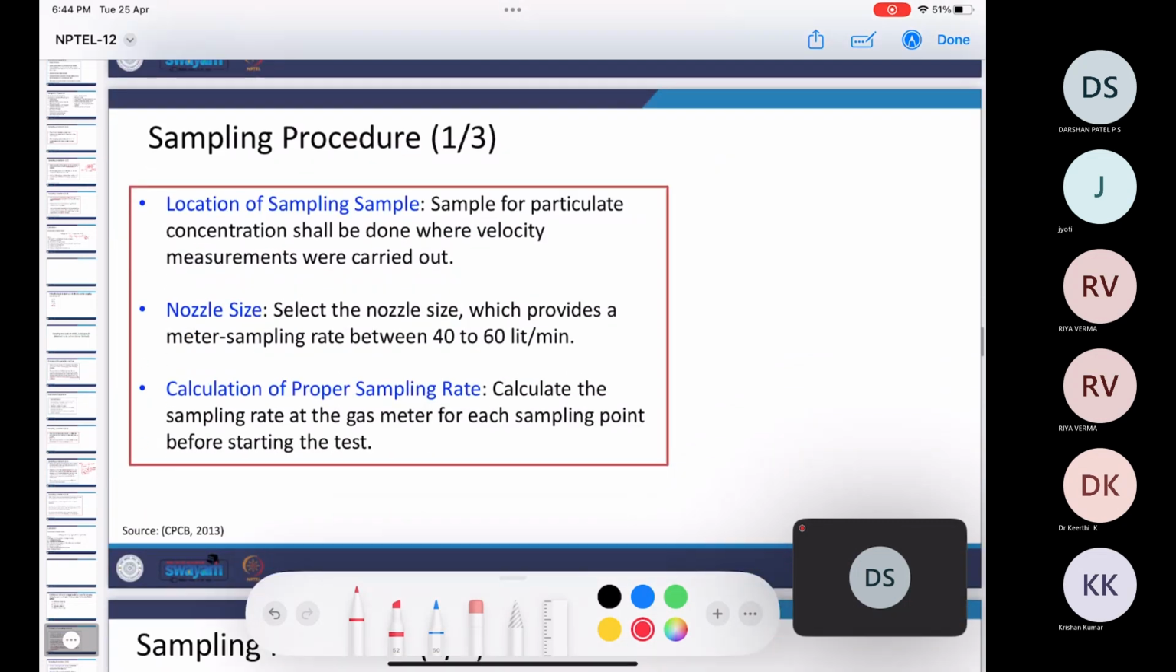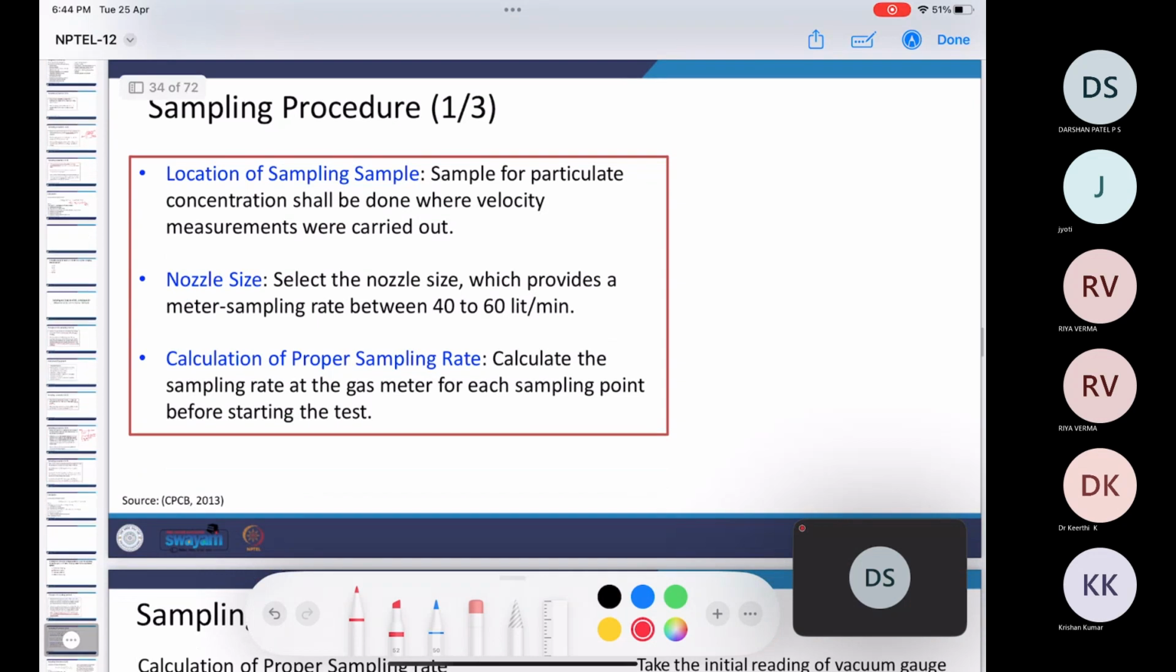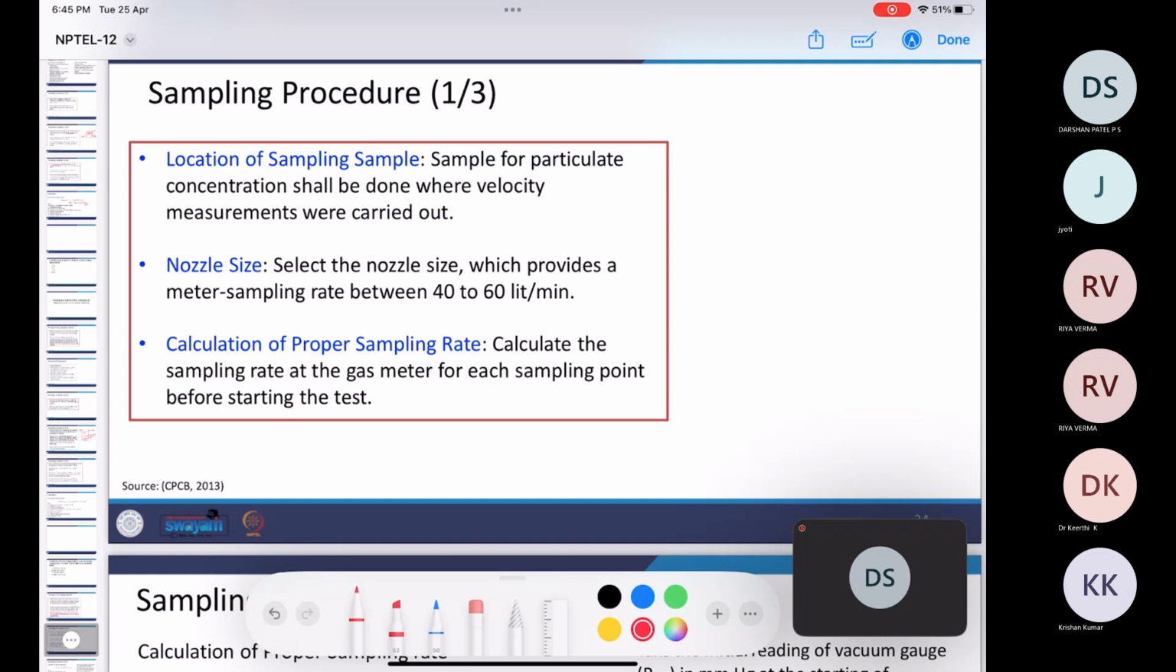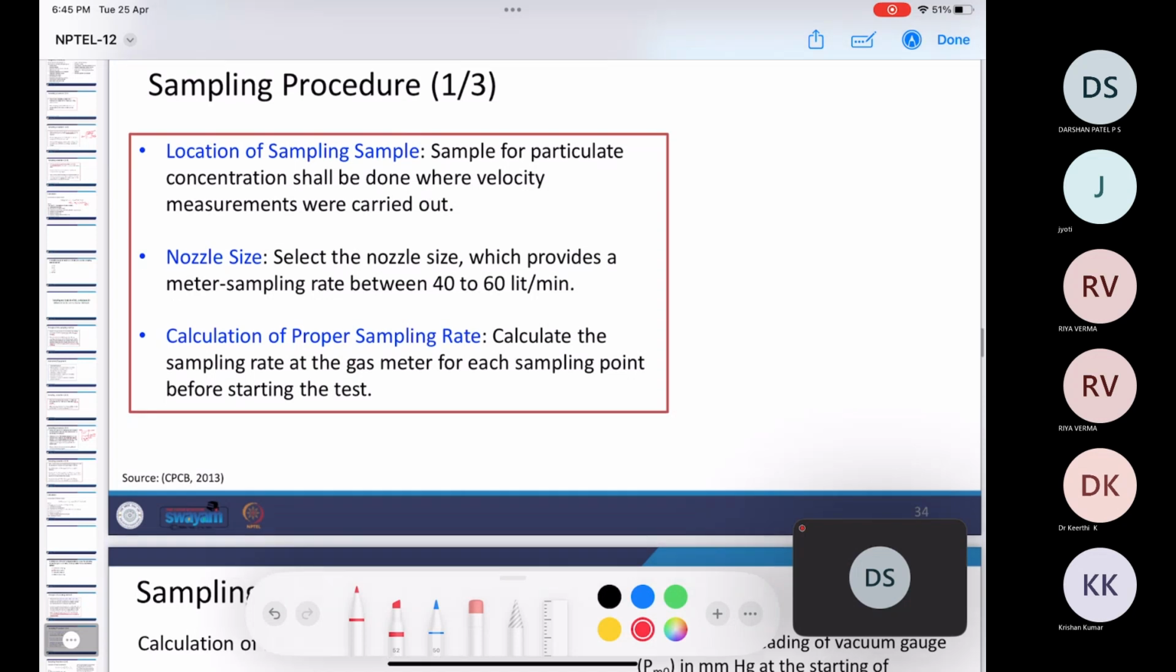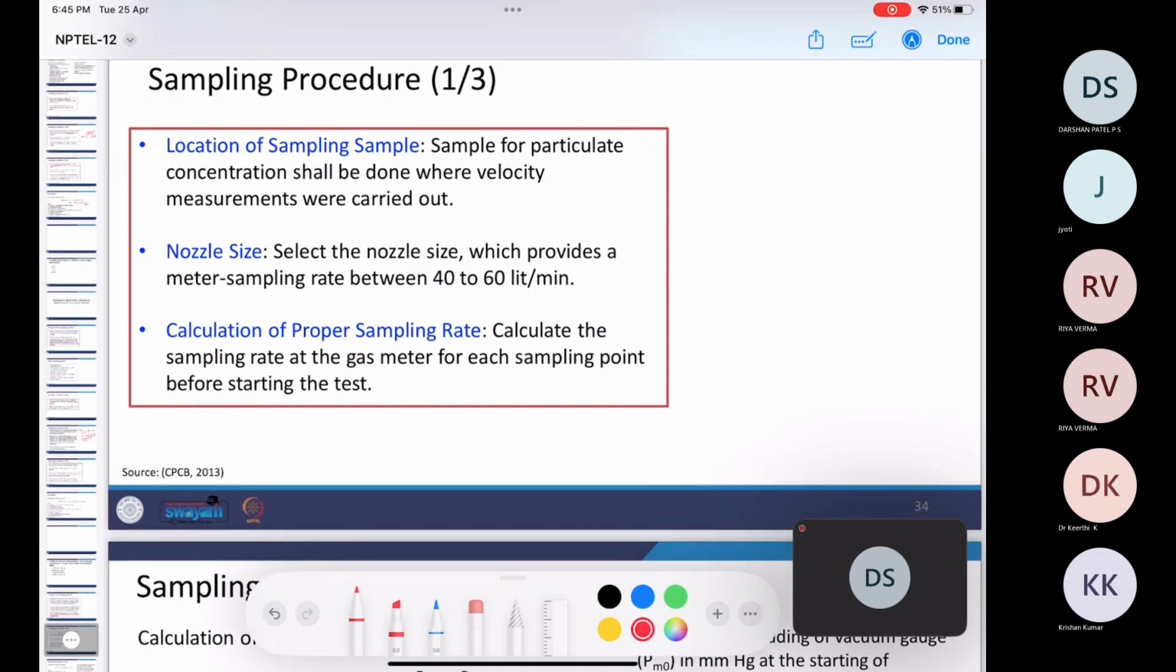Now, what is the sampling procedure here? First is the location of sampling. The sample for particulate concentration shall be taken where velocity measurements were carried out. So from the point where we have done the measurement of velocity, at that point only we take the samples for the particulate matter.